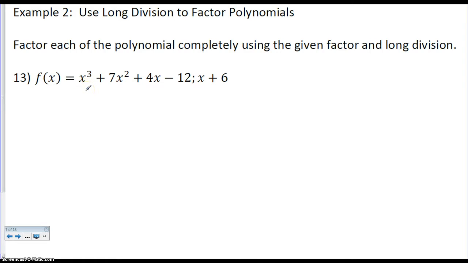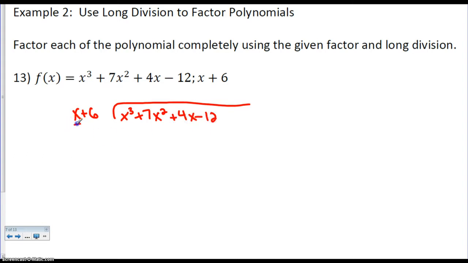There's going to be lots of ways that we're going to do this, but in this case, I know that x plus 6 goes into this quantity perfectly. So what I want to do is use long division. We're going to have x plus 6 going into x cubed plus 7x squared plus 4x minus 12.